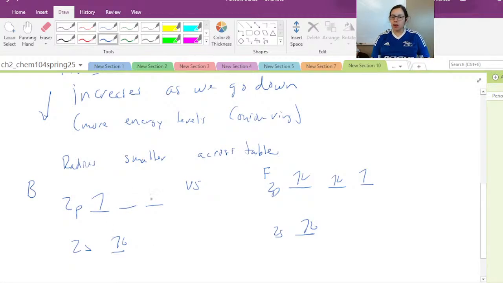So are we adding any energy levels as we go across? I didn't add any, right? I still have 2s, 2p, 2s, 2p. I just put more electrons in there. And so the explanation is, since you're adding more electrons at essentially the same radius, your effective nuclear charge gets stronger.